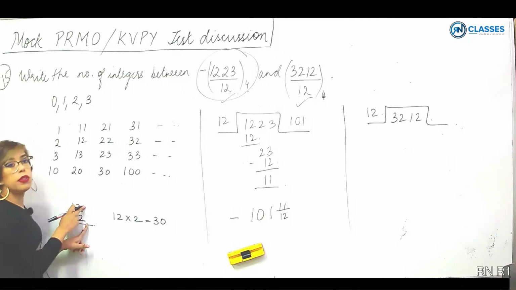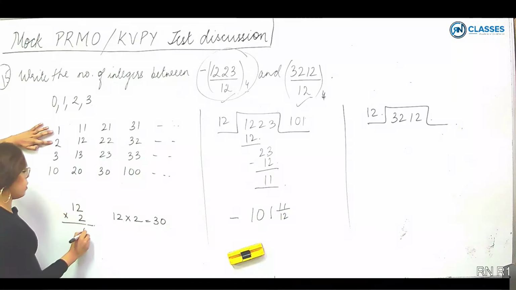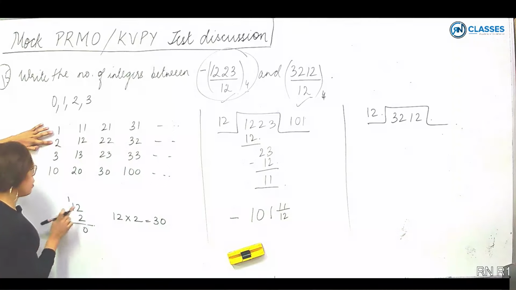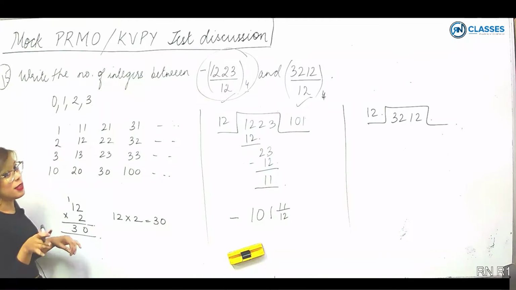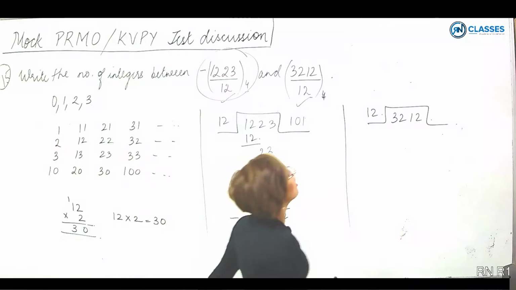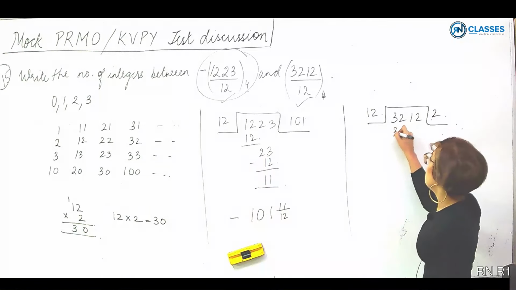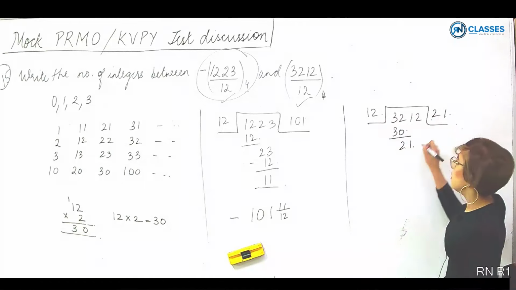So 2 into 2. That means I need to add 2 times. So add 2 to 2. So 12. So this is 0. Carry 1. 2 into 1, 2 plus 1, that is 3. Interesting, right? 12 into 2 is not 24. It is 30 actually. So that is what happens when you change the base. So 12 into 2, that is 30. Remainder is 2. 1 I'll get. Then 12 into 1. Right? So 12.